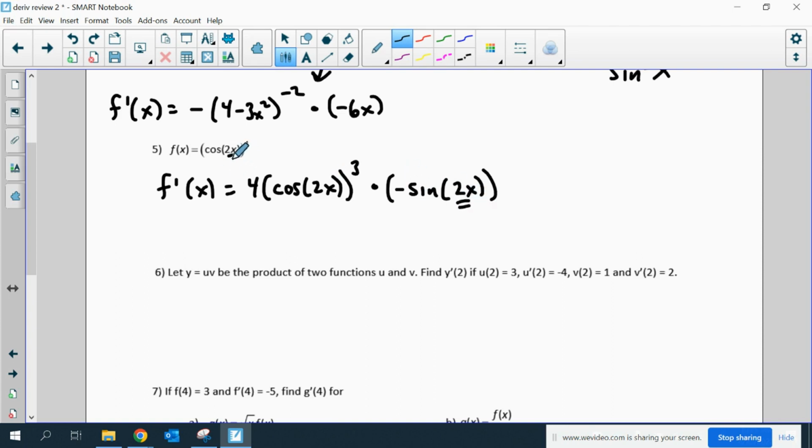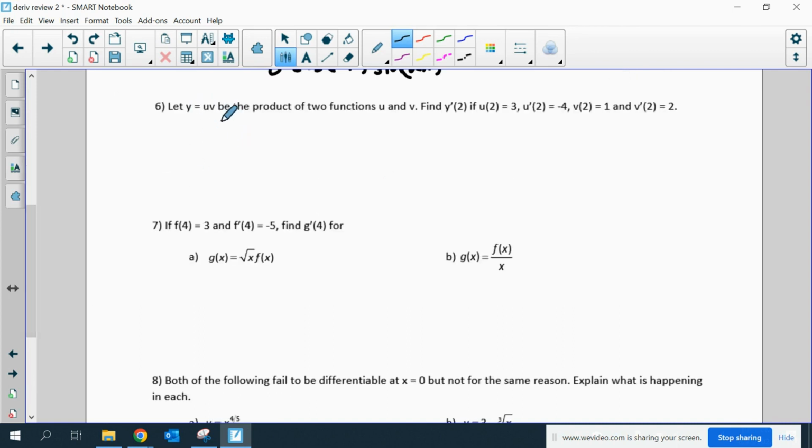And then there's a third layer to this. So the outer layer was the 4th power. The middle layer is the cosine. The inner layer is the 2x. So the derivative of 2x is just 2. So if I simplify this, it would be negative 8 cosine of 2x to the third times sine of 2x. I just move this negative to the front, and 4 times 2.